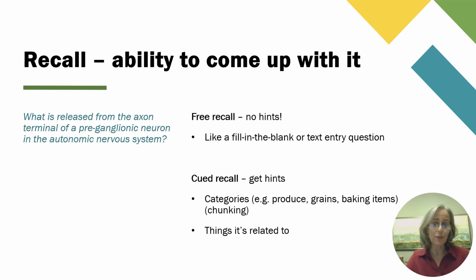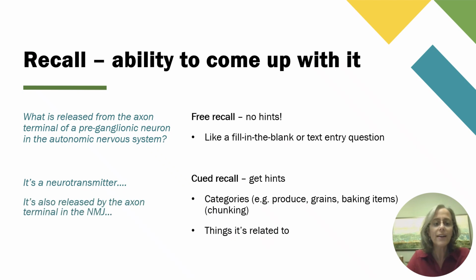So I can give you hints, right? I could say it's a neurotransmitter, and you might be like, that doesn't really help. I kind of figured that much already. Or I could say it's also the neurotransmitter that's released by the axon terminal in the neuromuscular junction. Hopefully now, especially after the last lecture, you've got it, right? Or maybe you don't. I'm not going to tell you the answer. All right, we'll talk about the other types of retrieving information.